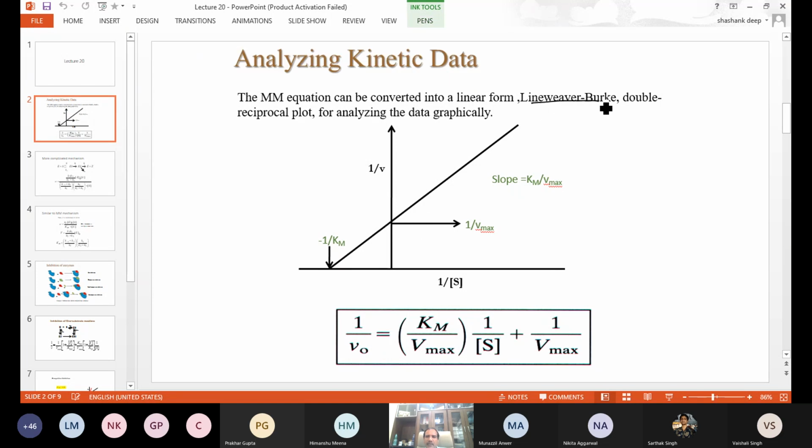Okay, so remember this was analyzing kinetic data using the Lineweaver-Burk equation, the double reciprocal plot, which means 1 by V versus 1 by S. If you remember, this was a straight line, the intercept was given by 1 by Vmax, and the slope is given by Km by Vmax. I plot 1 by V versus 1 by S, and I got this. This will be the slope and this will be the intercept. Am I right?